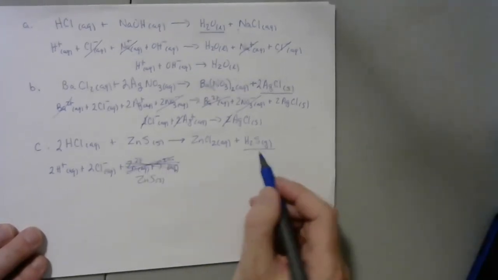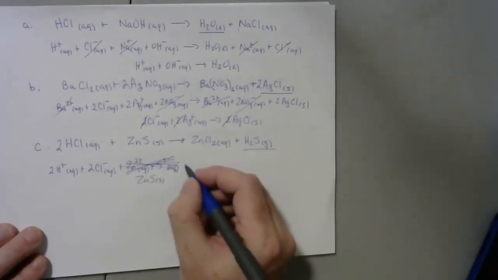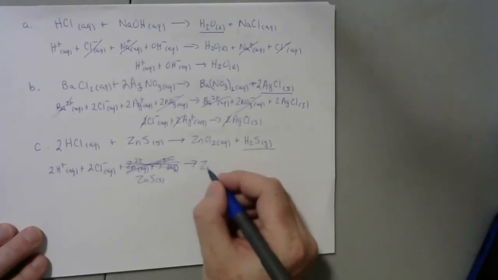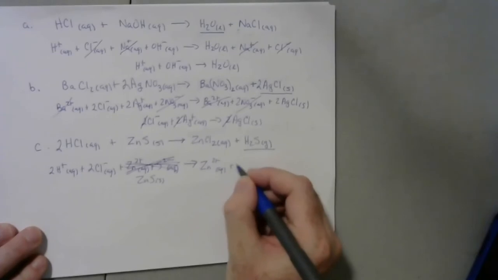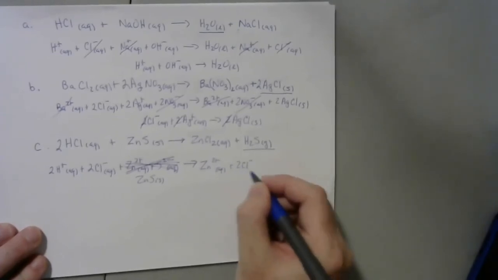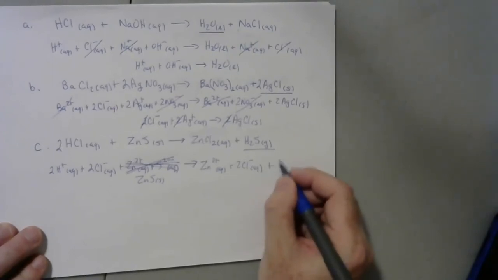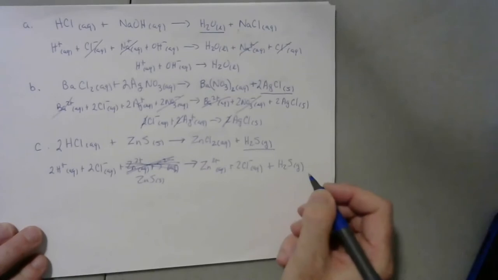And a lot of times you only see a precipitate on the product side, but if the thing is not water soluble but reacts, I wouldn't split it. And so we're going to continue. And so Zn2+ aqueous plus 2 chloride aqueous plus H2S gas. And so I don't split that.